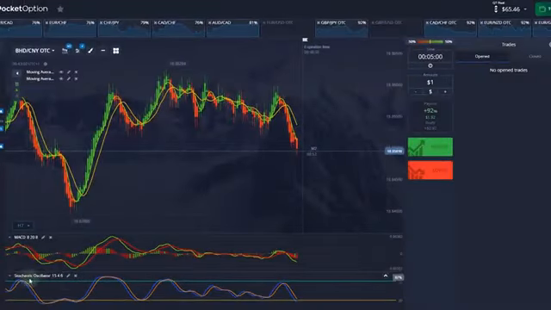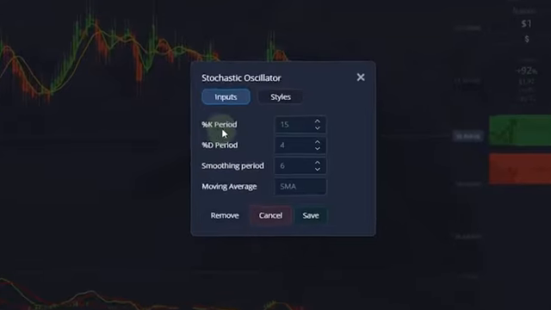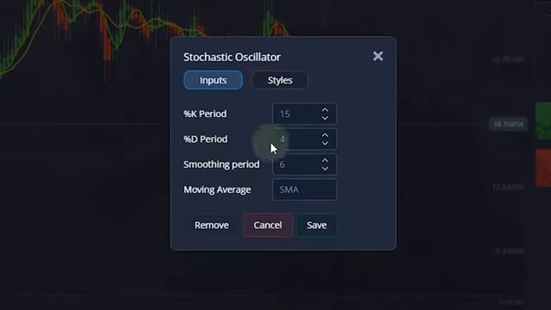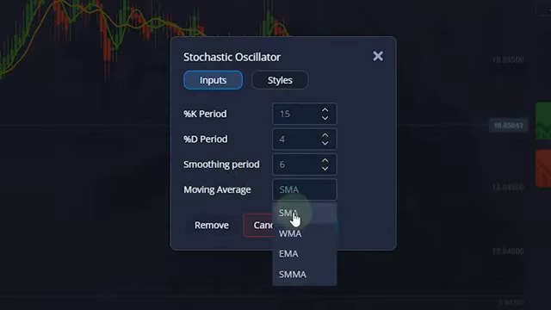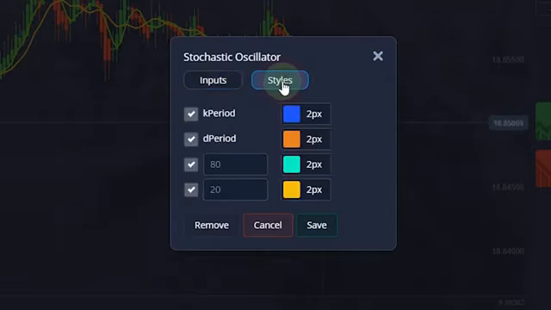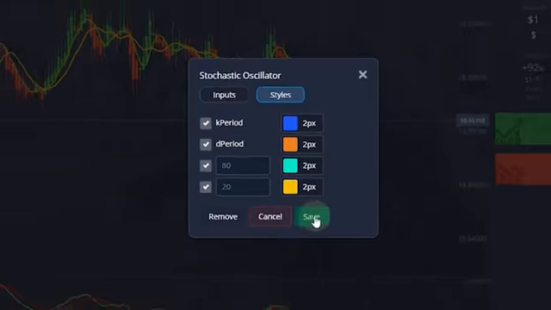So right away to our stochastic oscillator level, I'm going to be using the K period at 15, the D period as 4, smoothing period at 6, and the moving average I'm going to be using SMA. Right here on the style level, I'm going to be using these particular colors, and these particular colors are going to be on 2 pixels each. Right here, I'm going to be using 80 and 20. So ensure you pause this video to see those settings, and when you're done, you can save.